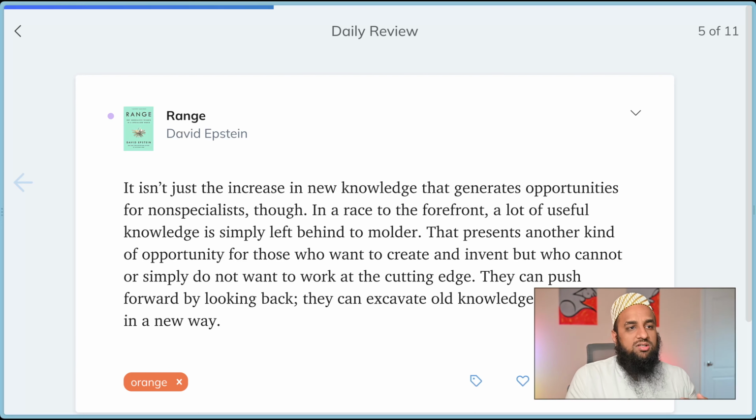So really, it's talking about the difference between specialists and generalists. Specialists are deeply focused on one particular problem area, and they're just moving ahead trying to solve this problem. It presents an opportunity to generalists, like the highlight says: they can push forward by looking back. They can look at what was not covered when the specialists were trying to go deep. What did they miss? Excavate old knowledge, but wield it in a different way. And that's the whole benefit.